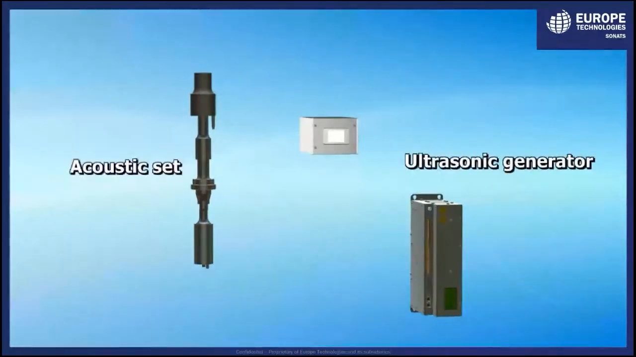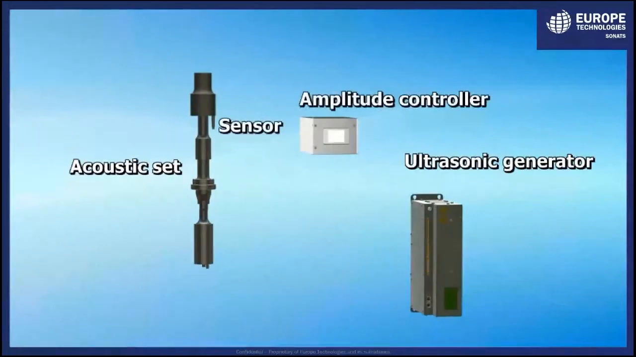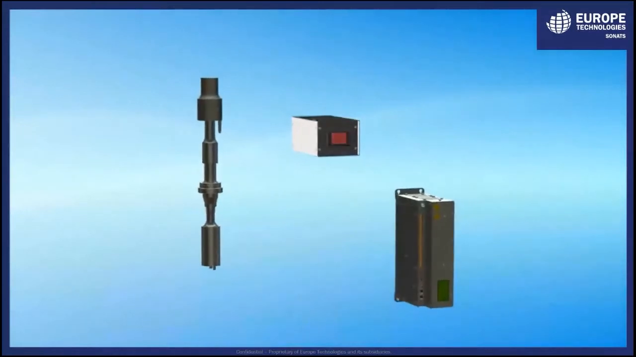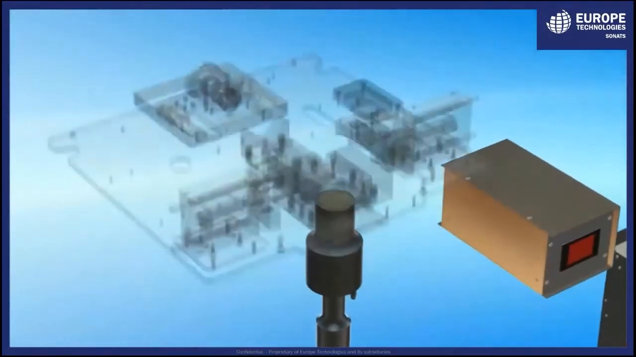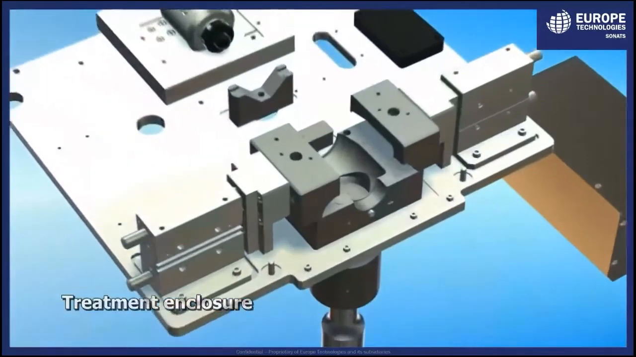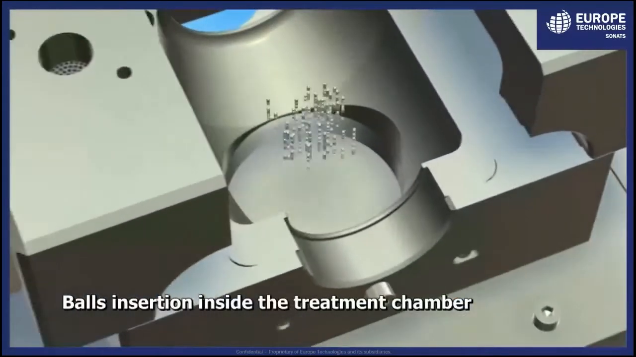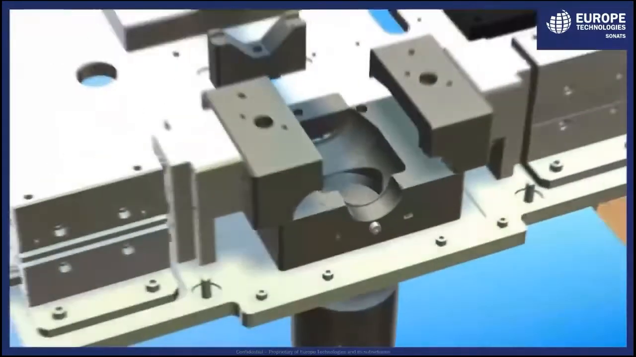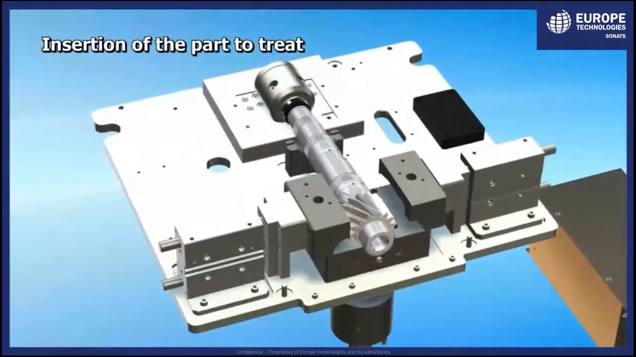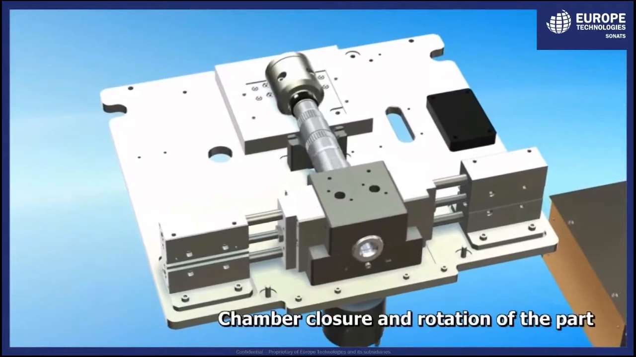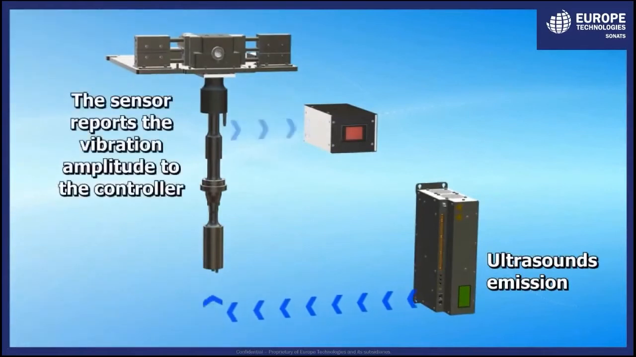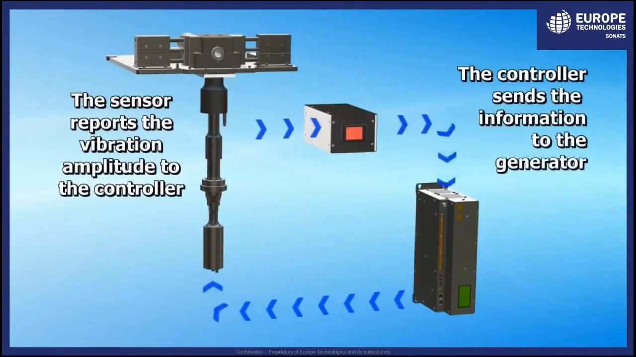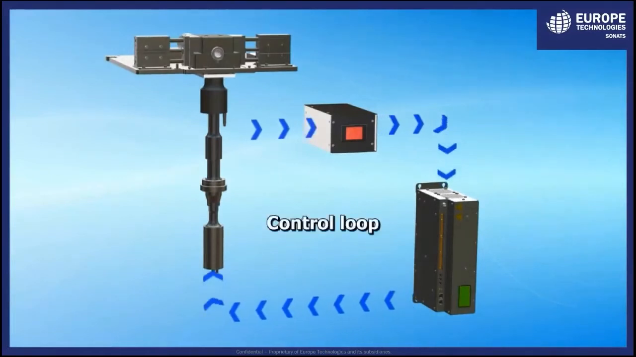So the SONATS rod is located at the top of the acoustic set, and in most cases beneath the tooling. So we pour in the media at the surface of the SONATS rod inside the treatment chamber. We place the output shaft, close the treatment chamber, rotate the part, and thanks to the generator, the acoustic set, and the sensor, we guarantee the vibration and the consistency of the process.